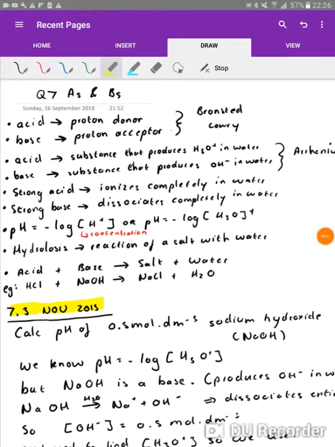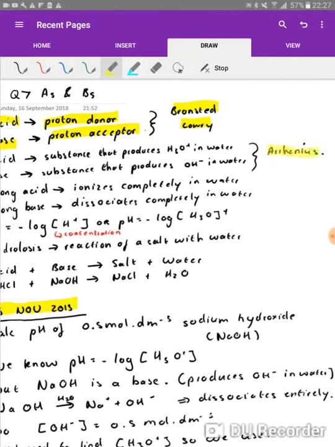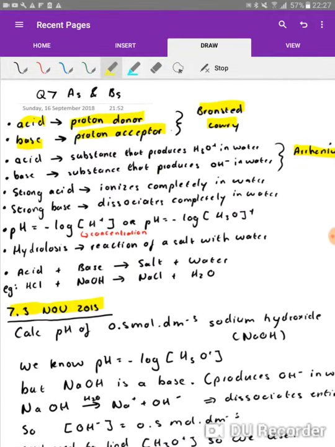Okay guys, question 7, titrations and acids and bases. This is just all the theory. According to Bronsted-Lowry, an acid is a proton donor and a base is a proton acceptor. You'll see what that means just now. According to Arrhenius, an acid is a substance that produces hydronium ions in water, and a base is a substance that produces hydroxide ions in water.